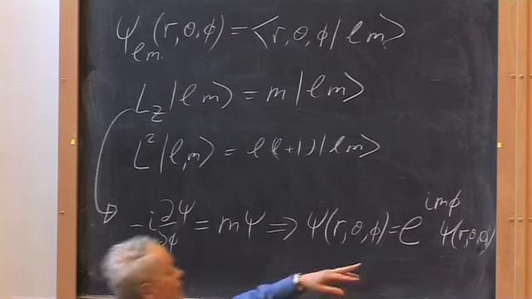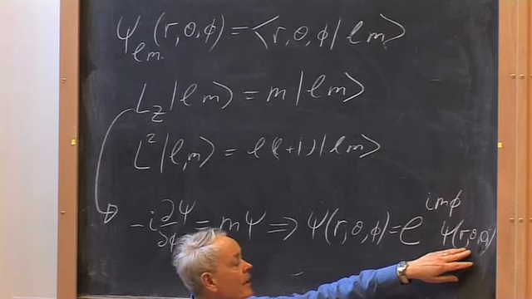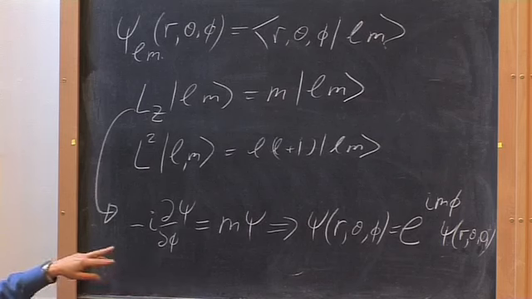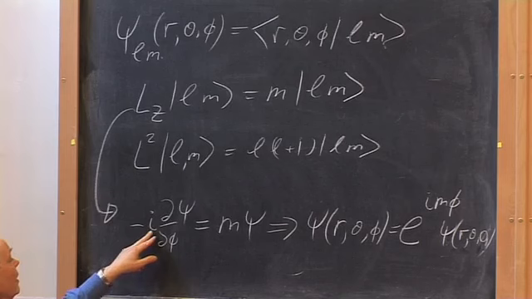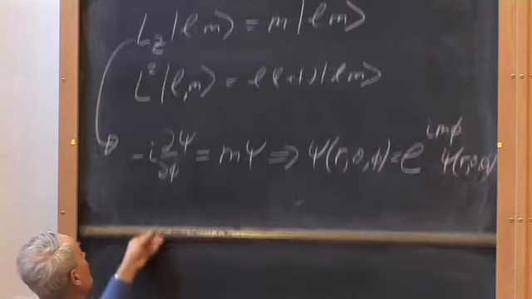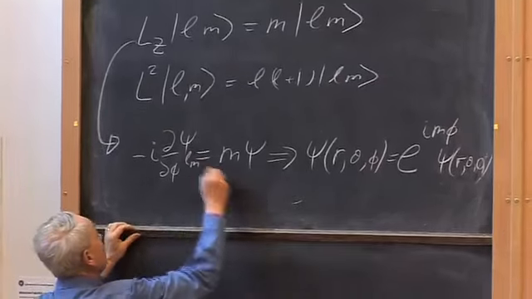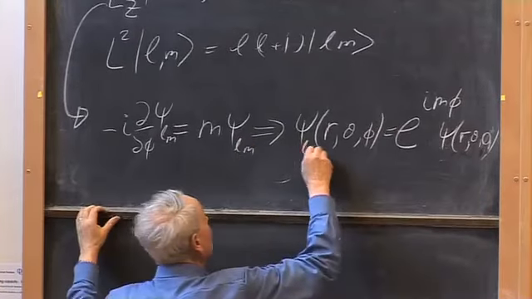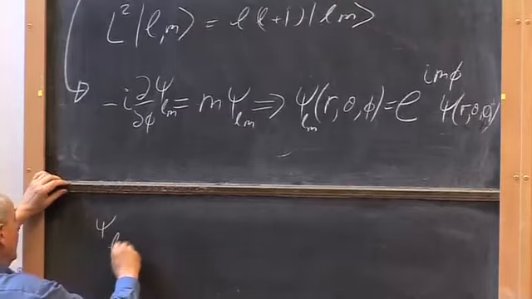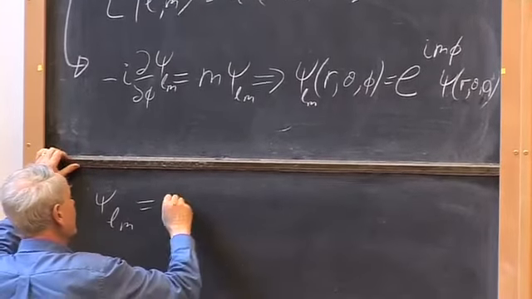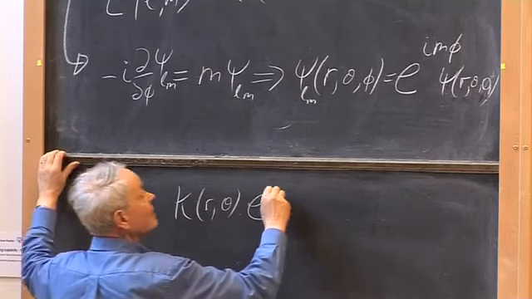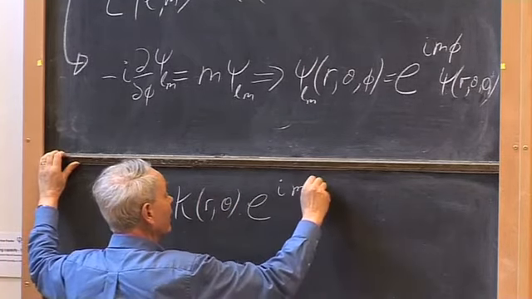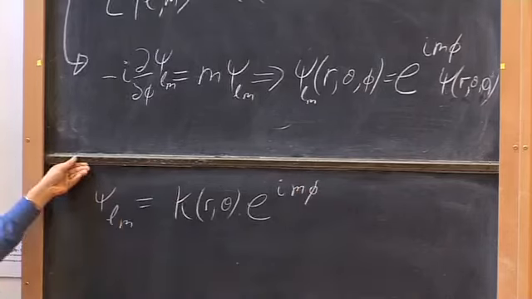So there's some kind of a constant here. This thing doesn't depend on phi. If you differentiate this with respect to phi, you bring down an im. The i's make another minus sign that cancels this, and you end up with m times whatever it is. So what we know is that psi_lm is equal to some function of r and theta times e to the i m phi. I guess we kind of already knew that.